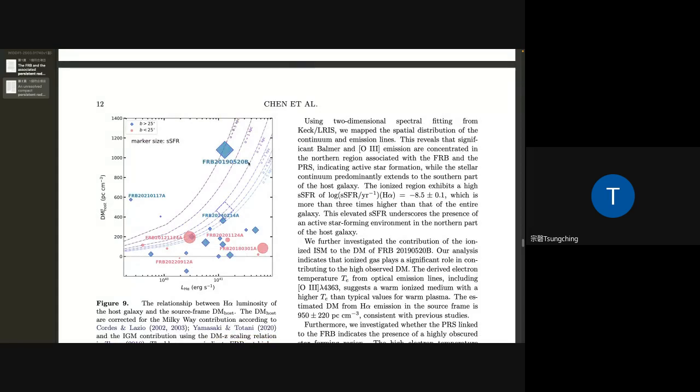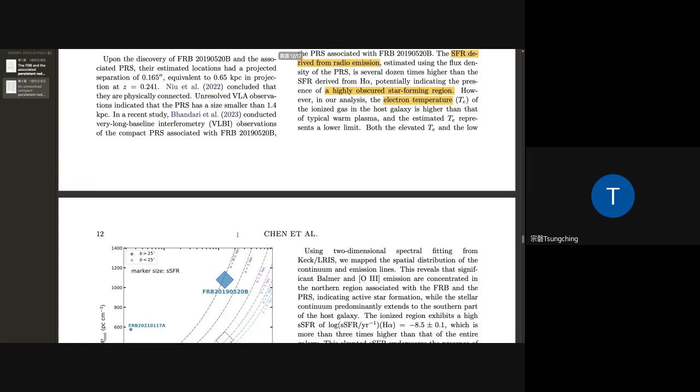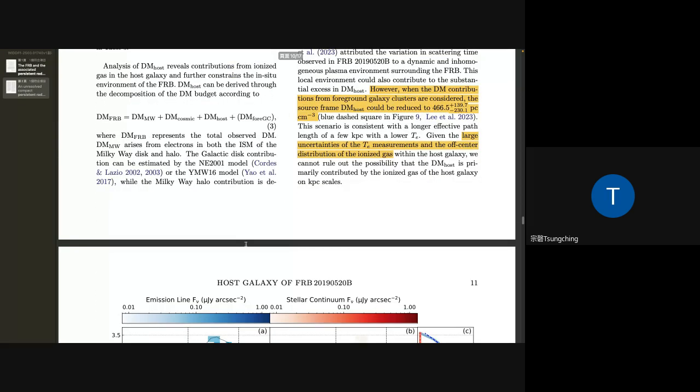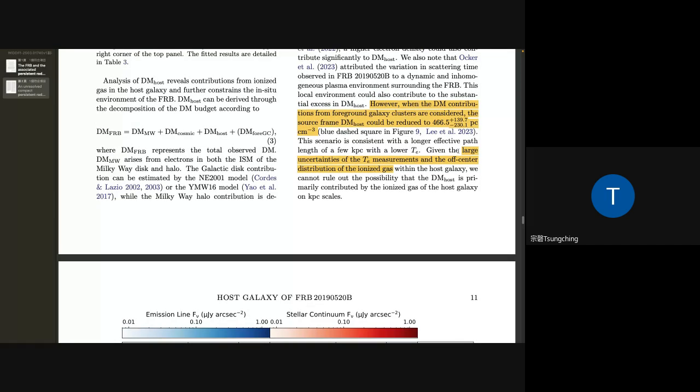So they want to say the path length along the line of sight is very short, but when they compare it to the foreground galaxy, the length becomes large. They are explaining why this happens: because of the large uncertainty of the temperature measurement and the off-center distribution of the ionized gas.